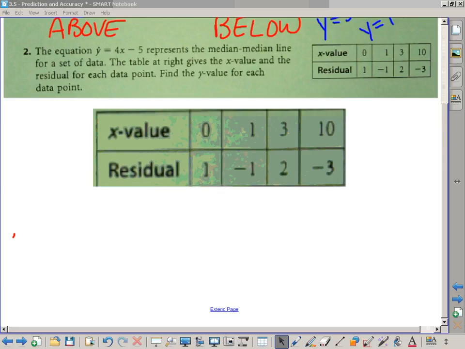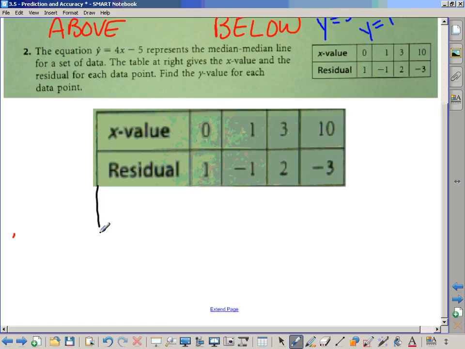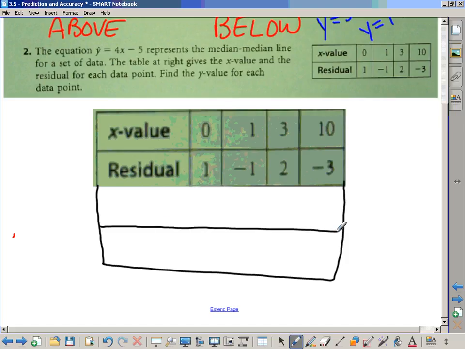Okay, so this is number 2 from 3.5, the green sheet. They give us the x value and the residual. What I want you to do is build on that table a little bit and make 2 more rows at the bottom. One called y hat and one called y. Just building on the table will give us a more organized format instead of just writing all over the paper.